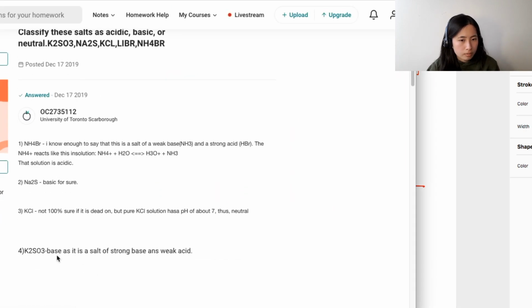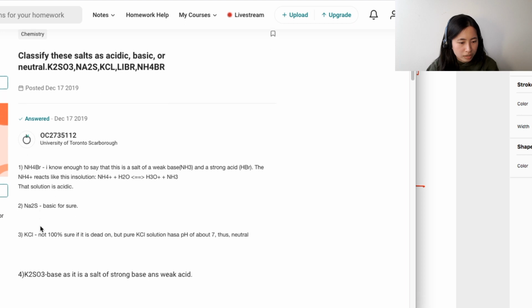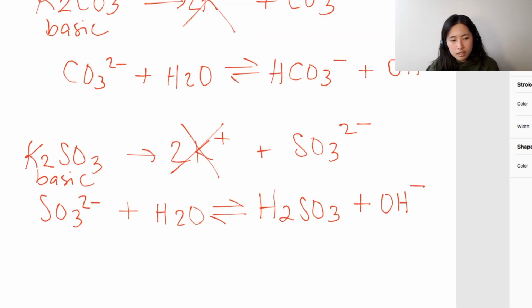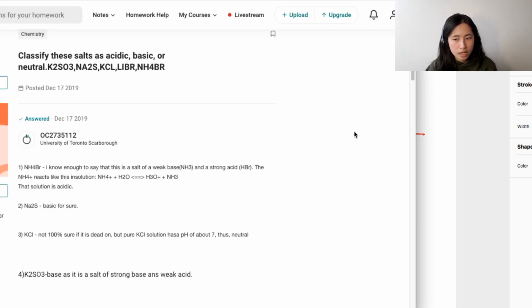Yeah, it's right here. Okay, sorry. So I just realized that they ordered this, right? So I started with this as the first one, and apparently it's number 4 here. So just make sure that you're looking at the same compound. Okay, but anyways, that's basic because we know that SO3 2 minus participates in hydrolysis. Okay, moving on to Na2S.